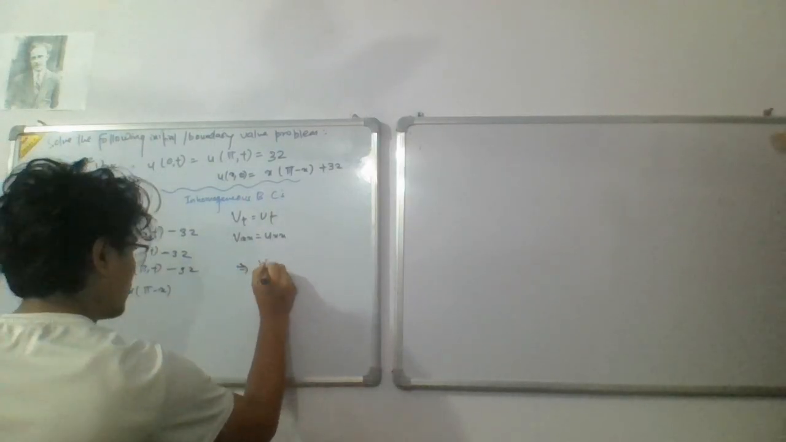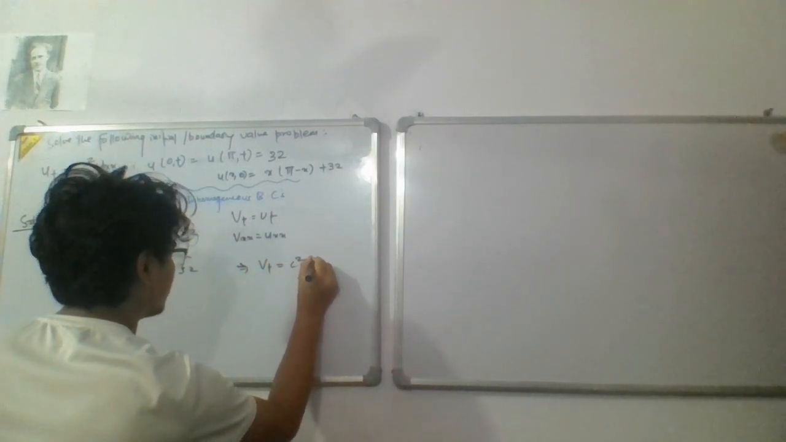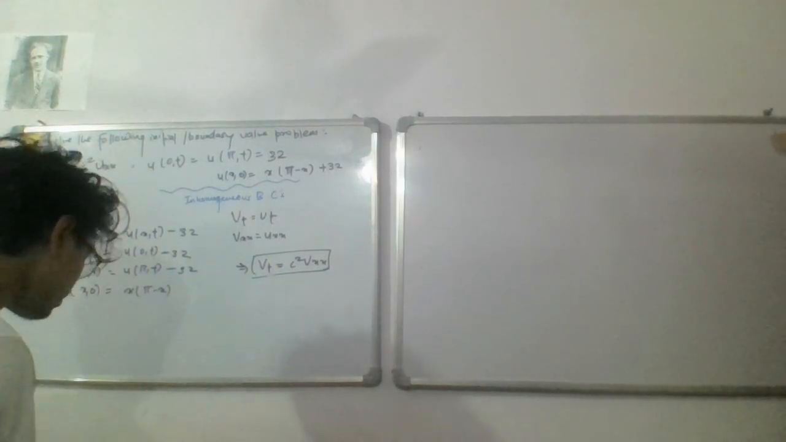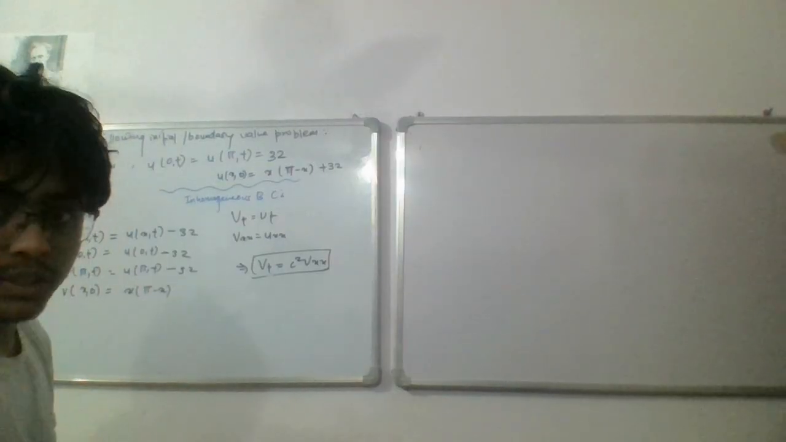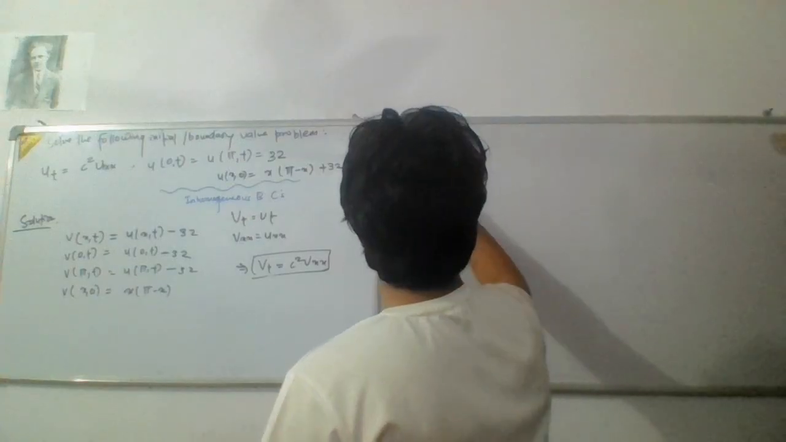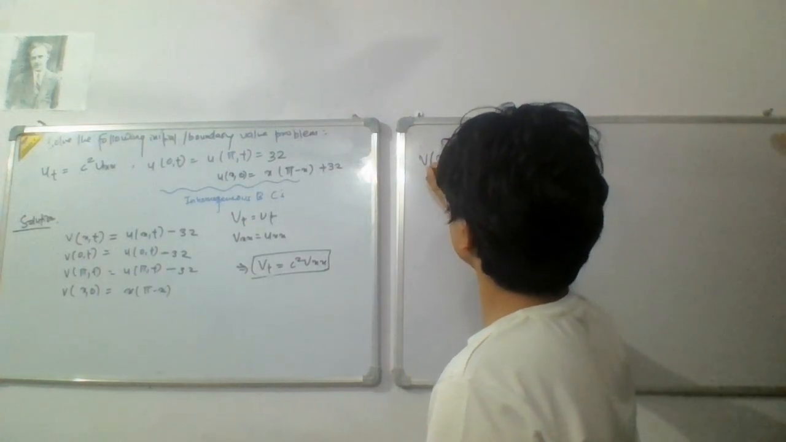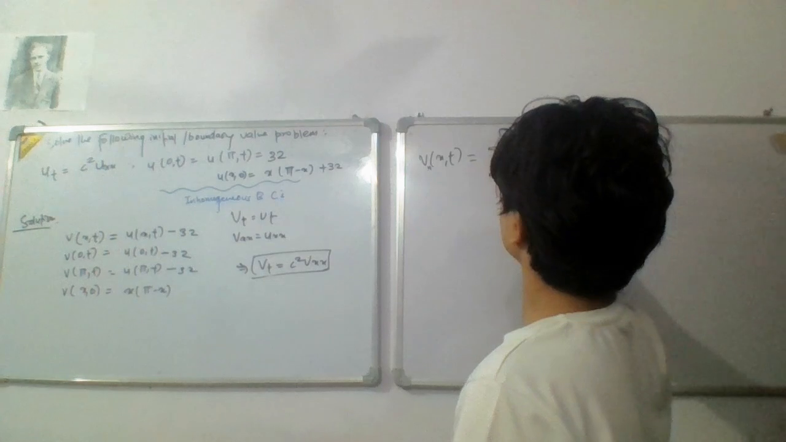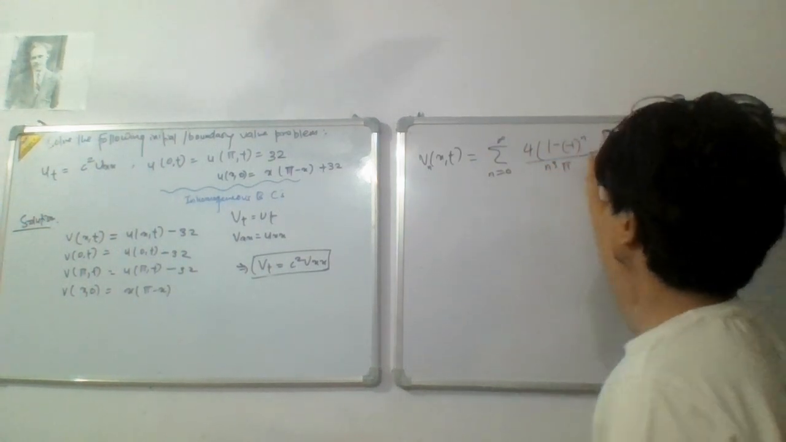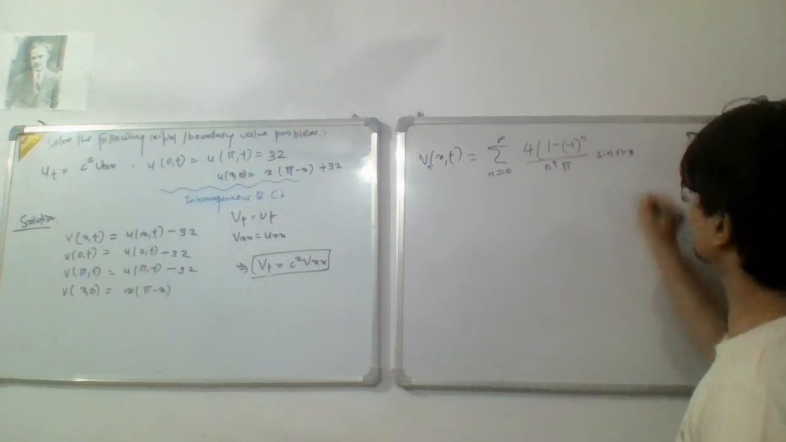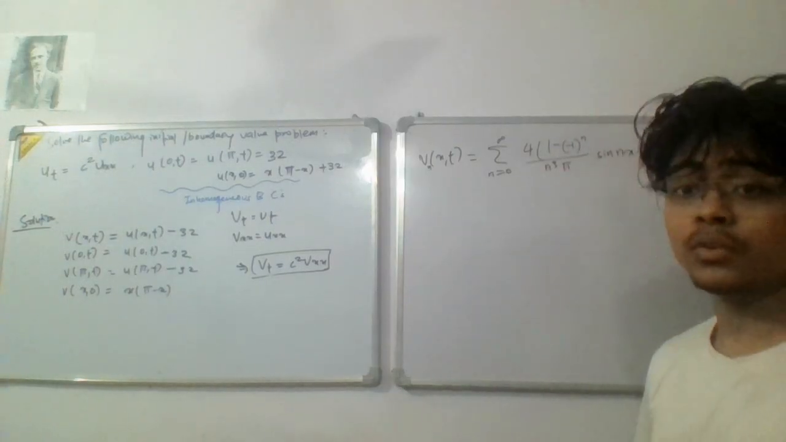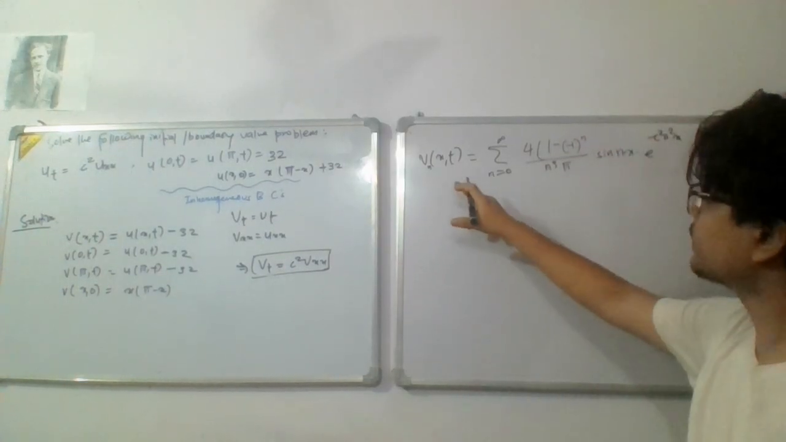So that gives us the modified equation: v_t equals c squared v_xx. This is our new equation. Now after doing this, we know that the solution v of x,t that we got is actually the same as what we got in the previous case. For example, if we write v of x,t equals the summation n equals 1 to infinity of 4 times (1 minus (-1) to the power n) over n cubed, sine of nx, e to the power minus c squared n squared t. This is the solution of v of x,t, right?